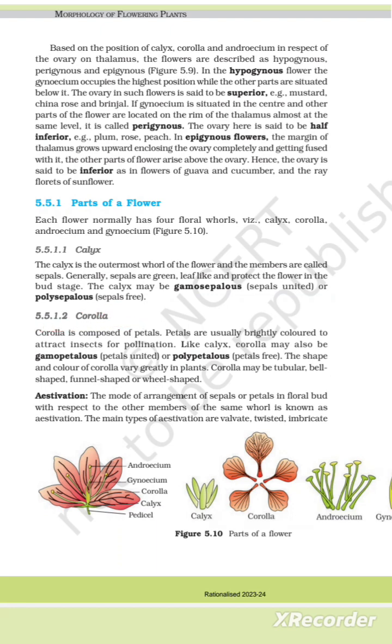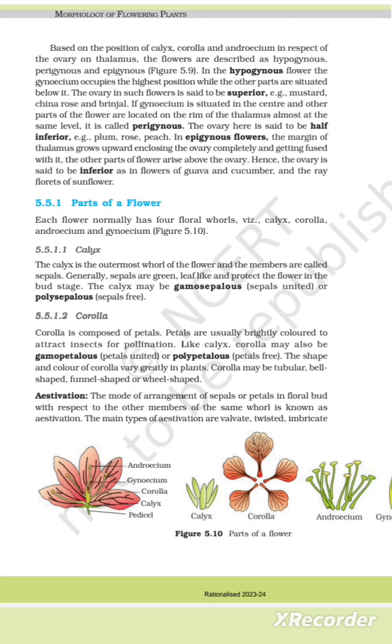5.5.1.2. Corolla. Corolla is composed of petals. Petals are usually brightly colored to attract insects for pollination. Like calyx, corolla may also be gamopetalous (petals united) or polypetalous (petals free). The shape and color of corolla vary greatly. In plants, corolla may be tubular, bell shaped, funnel shaped, or wheel shaped.